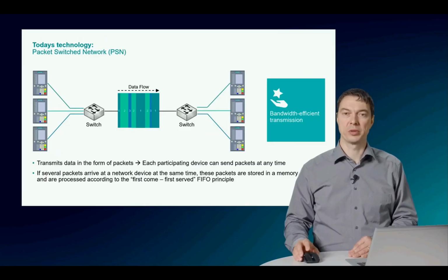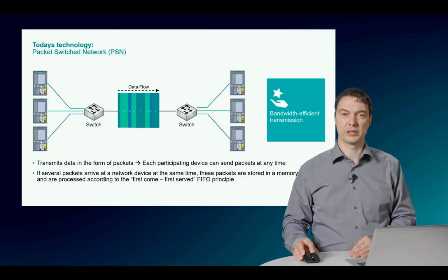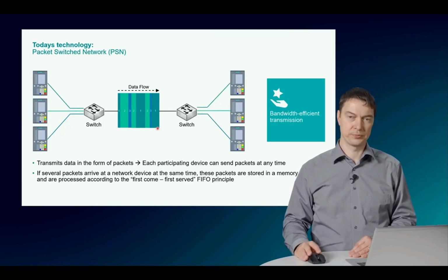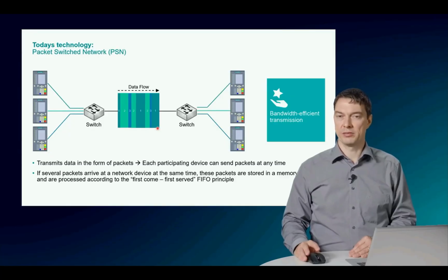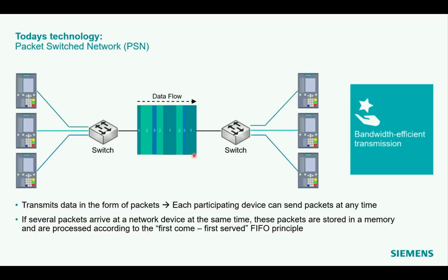Today's networks are typically packet-switched networks, PSN. In such networks, the data is transmitted in form of packets of different lengths and priorities. Each participating device can send packets at any time. If several packets arrive at the same time, they are stored in buffers and processed on the first-come, first-served principle. An advantage of such networks is bandwidth-efficient data transmission.